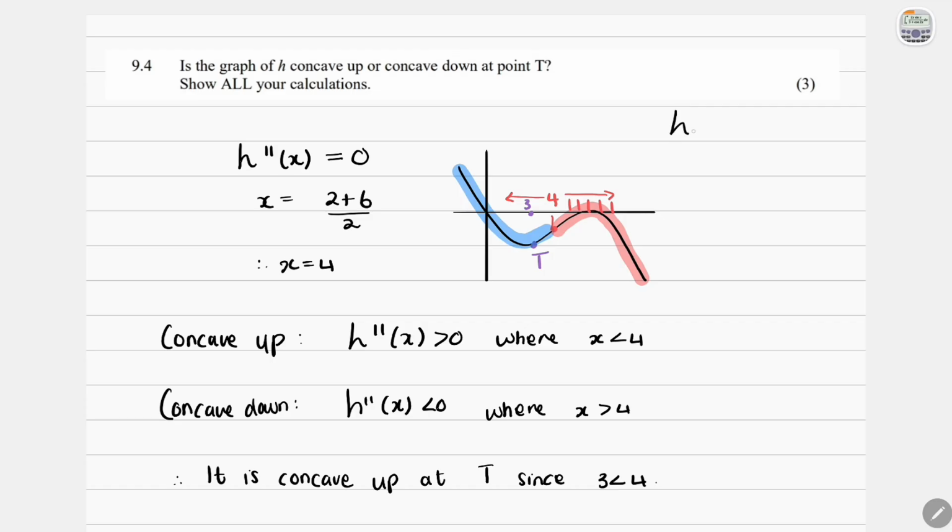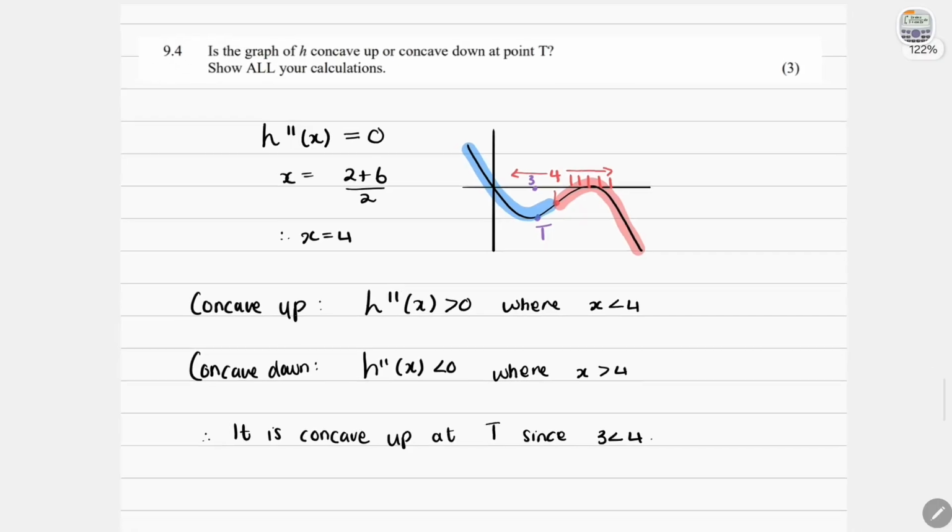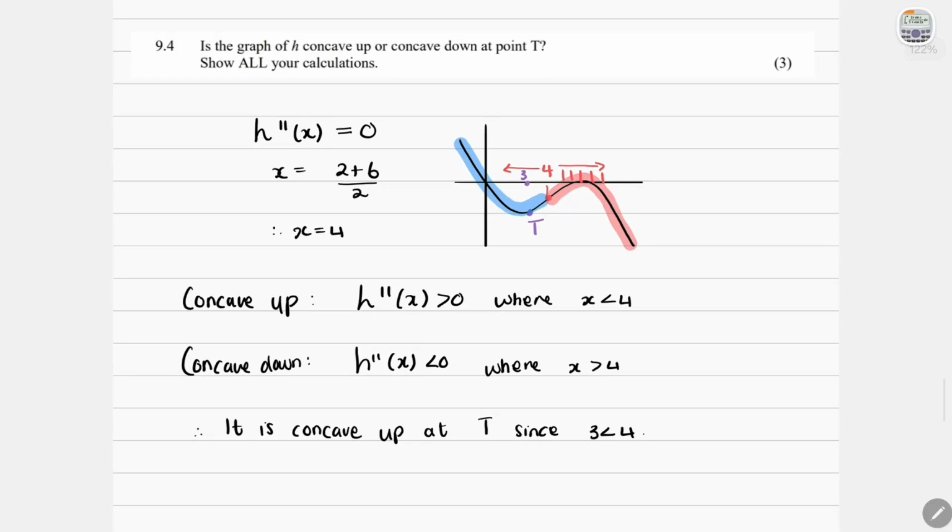Alternatively, you could also just find the second derivative's equation, and then you could take that x value of 3, right? Because we're trying to find out the concavity at that point. And you could just substitute it. You'll see that it will give you a value that is greater than 0. Okay, so that's another way. And that is it for this question. Moving on to the next question.